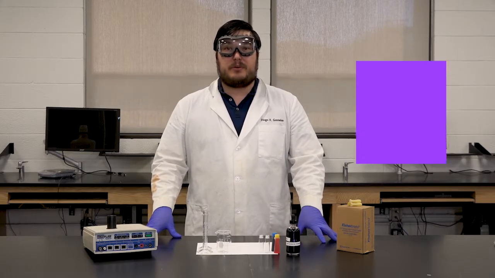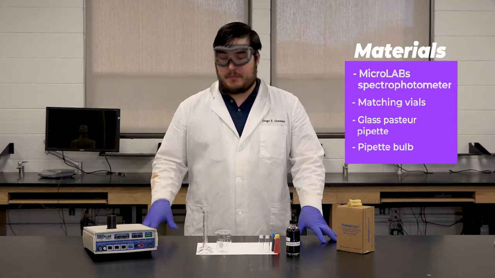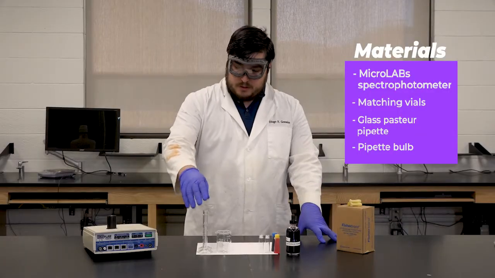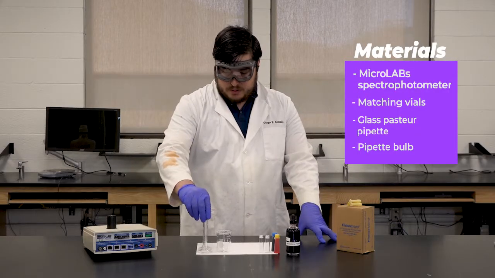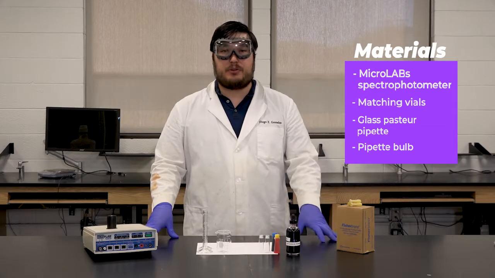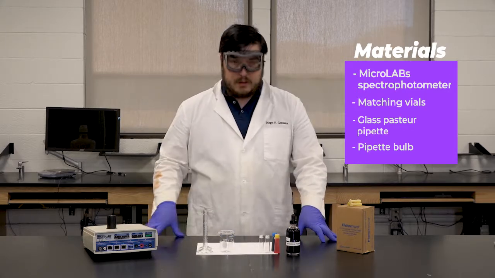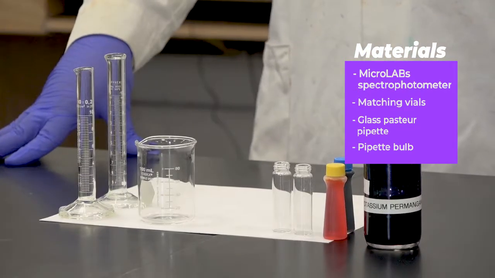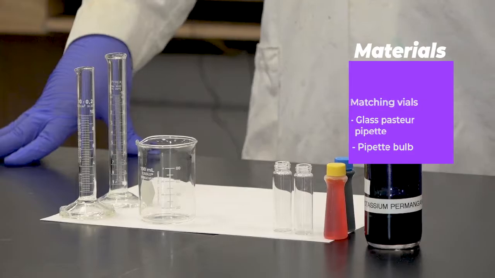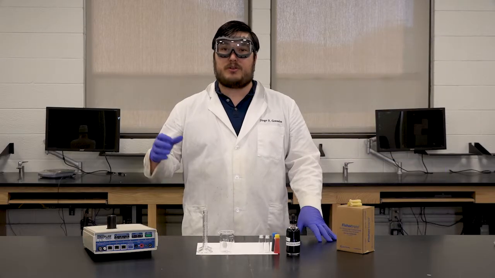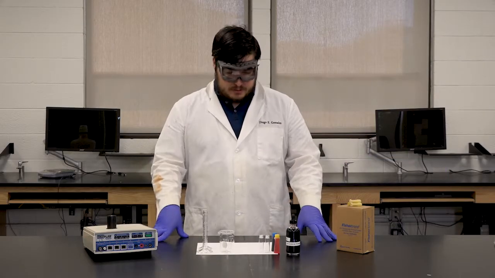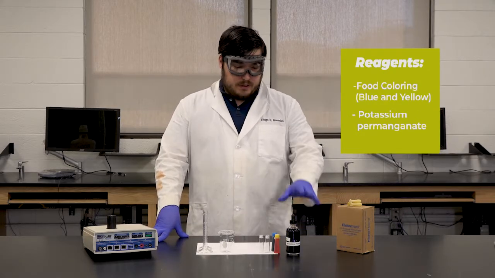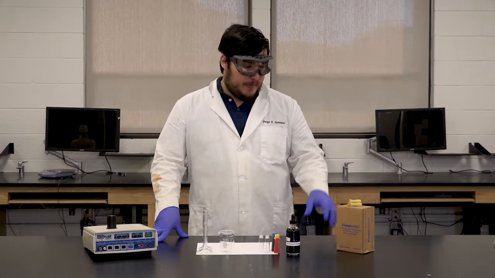First, I'd like to go over some of the materials and reagents that we're going to be using in today's lab. On my right, we have the spectrophotometer, where you're going to be placing your samples with the reagents. You're going to use 2 graduated cylinders to measure out the volumes of the reagents for your solutions, as well as some beakers for handling of waste and solutions, as well as some matched vial sets. Making sure that these vials are matched is important because you want to make sure that the spectrophotometer reads them identically. For our reagents, we're going to be using blue and yellow food coloring, as well as purple potassium permanganate.